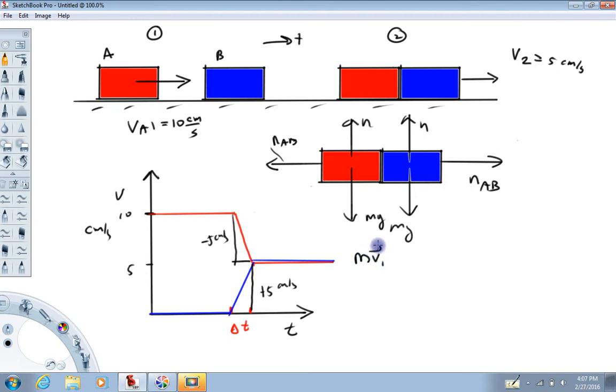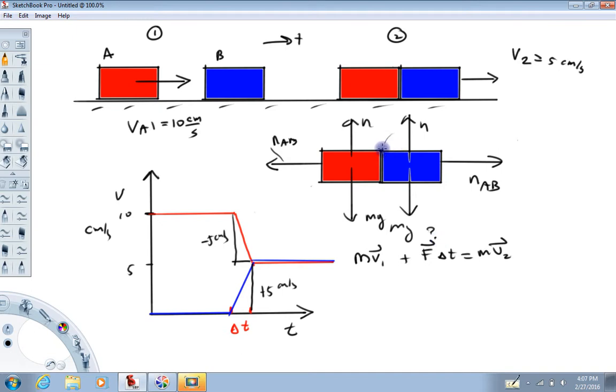MV1, which stands for the initial momentum of a system, plus FΔt, which is any impulse acting on the system, equals MV2, which is your final momentum. And at the end of that video, I'd asked the question, what if your net force was 0? Now, whether your net force is 0 or not depends on how you define your system.